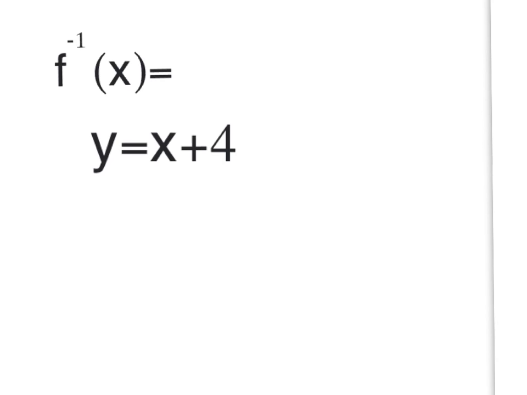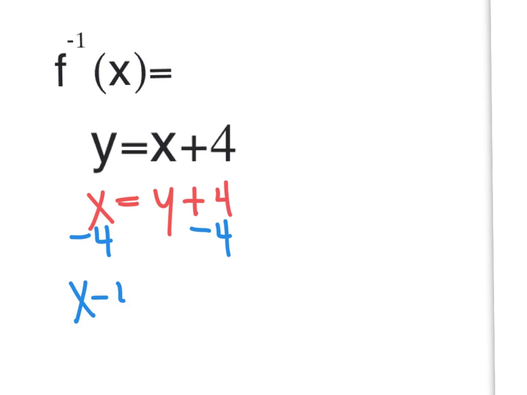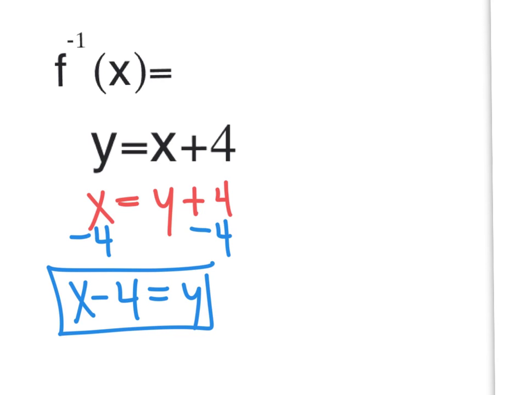Okay, so instead of y equals x plus 4, we're going to have x equals y plus 4. So what have we done right there? We've just switched x and y, and then we're going to solve for y. So when we solve for y, you want to get y by itself. You don't want this plus 4. So let's get rid of that plus 4 by subtracting 4 and subtracting 4. So you're going to have x minus 4 equals y. And ladies and gentlemen, that is the inverse of the original y equals x plus 4.